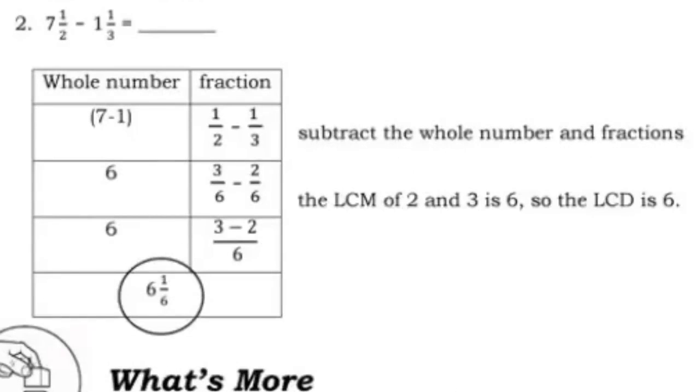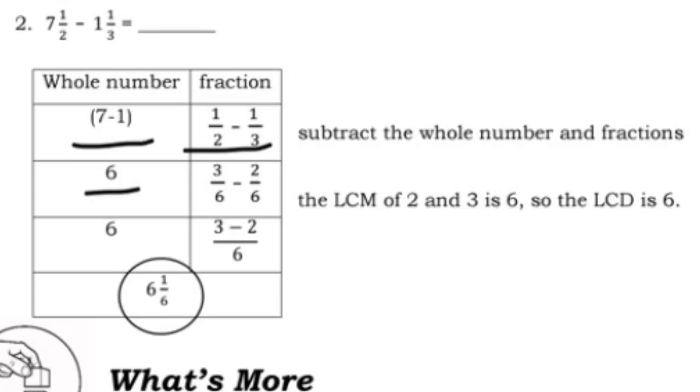Example number 2, 7 and 1/2 minus 1 and 1/3. So you're going to subtract the whole numbers, 7 minus 1, and subtract the fractions 1/2 minus 1/3. So 7 minus 1 here is 6. Then the LCD of 2 and 3 is 6. So 6 divided by 2 is 3, times 1 is 3 over 6, minus 6 divided by 3 is 2, times 1 is 2. So you have 3 over 6 minus 2 over 6.